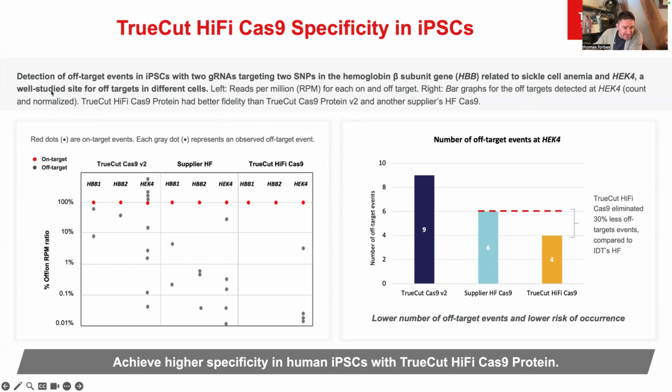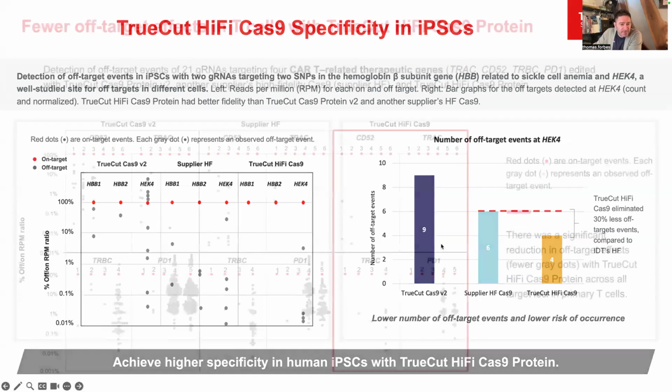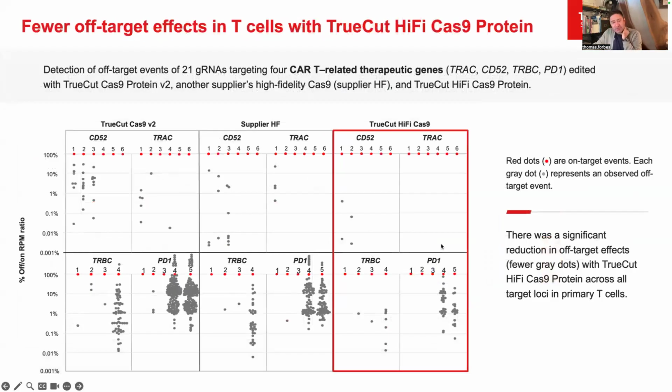So in this TEG-seq data plot here on the bottom left, the TrueCut Hi-Fi Cas9 allows us to register fewer gray dots, or off-target events, compared to, say, the wild-type TrueCut Cas9 and another competitor, Hi-Fi Cas9 here. And basically, the reduction in off-target events that we observed at HEC4, in this case, represented about 55% elimination of off-target events when compared to the wild-type Cas9. So basically demonstrating that the TrueCut Hi-Fi Cas9 enabled higher specificity, in this case, in human iPSCs.